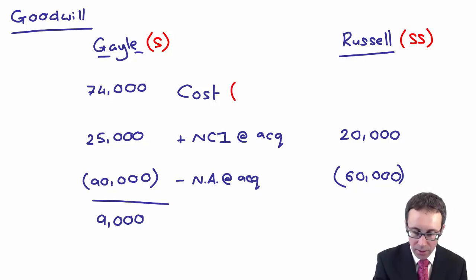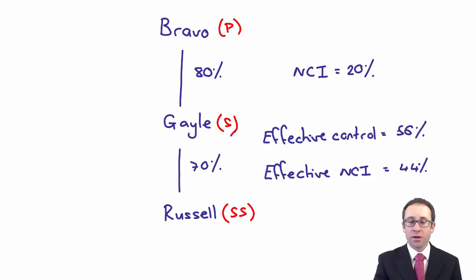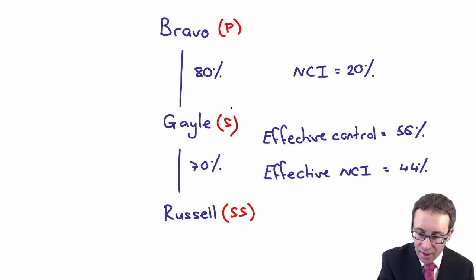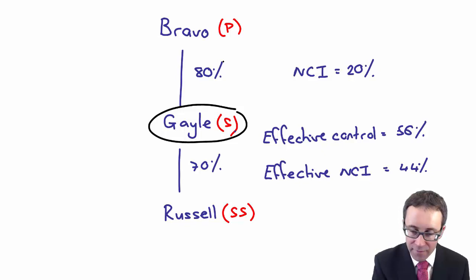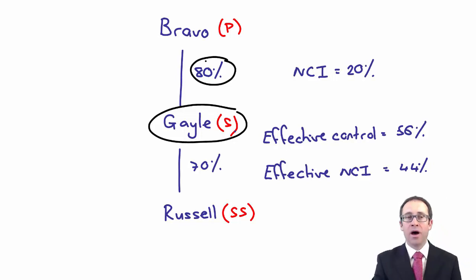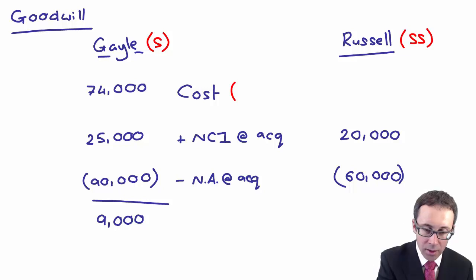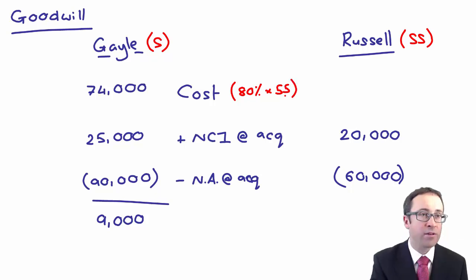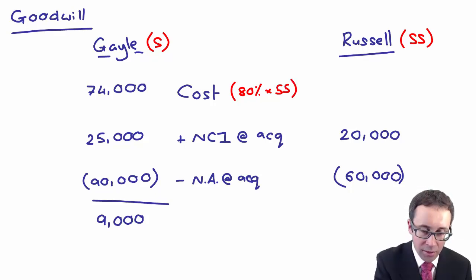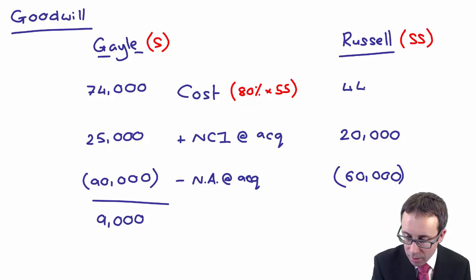If we go back to our group structure, you have the investment that sat there, isn't it, in Gale's books. Gale paid 55 million to acquire Russell. Of that 55 million, the parent, Bravo, owns 80%. So here we're going to have to put in 80% of that 55,000, which I think comes to, is it 44,000?